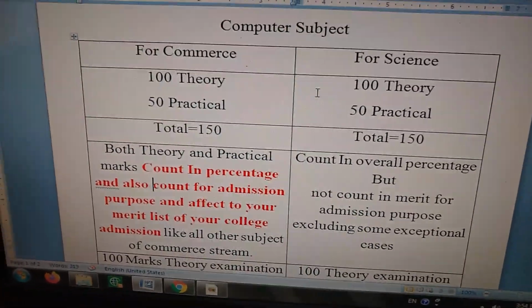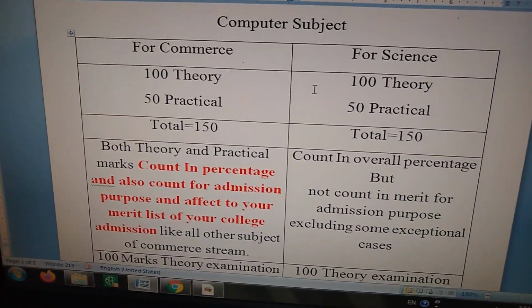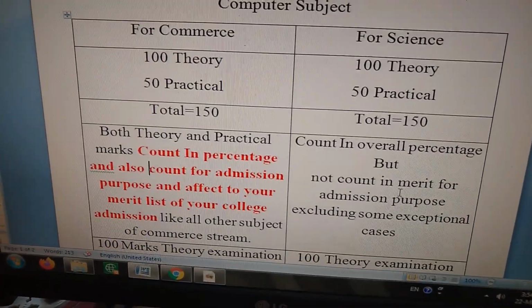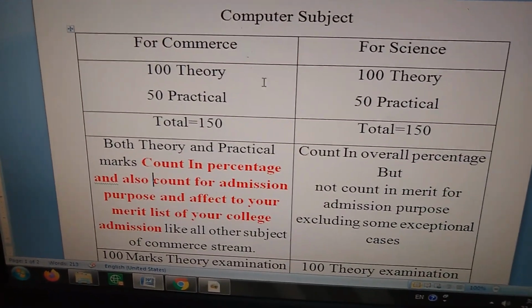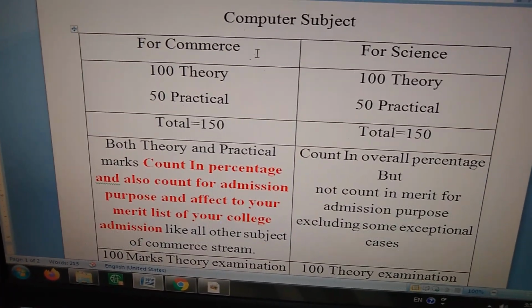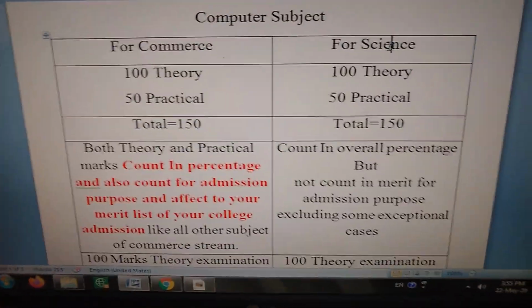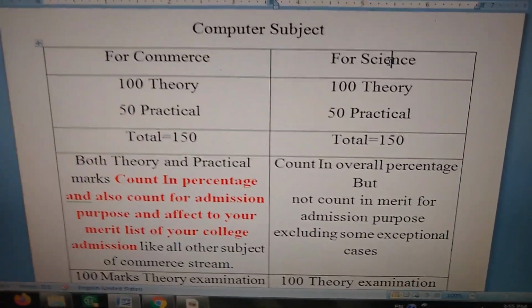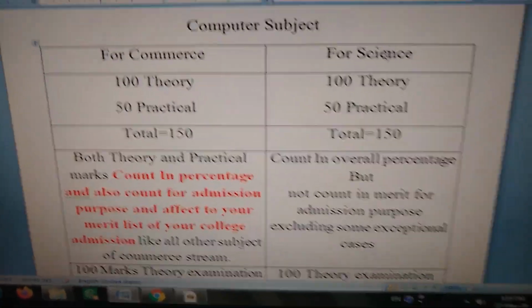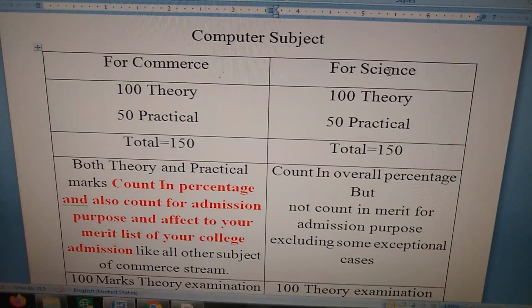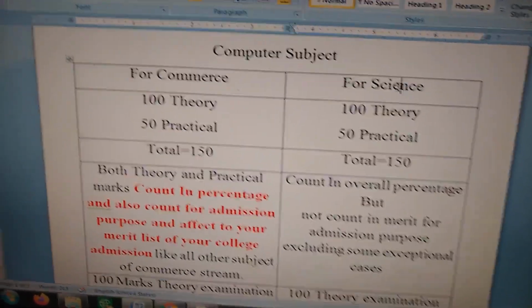Let us start with the marking scheme and paper pattern first, and accordingly we will discuss further points. As you are right now able to see on the screen, I prepared the computer subject into two columns, for commerce and for science. The most important point to remember here is there is the same textbook for commerce and science. Same paper style, same marking scheme for commerce and science students, but papers are different.